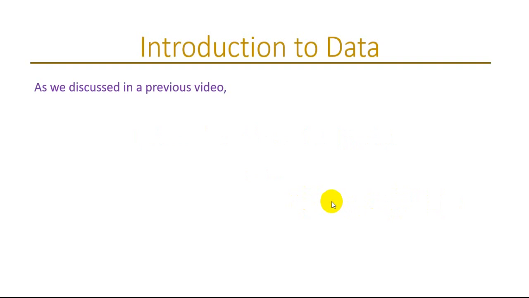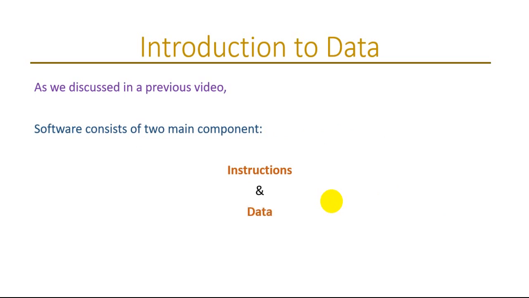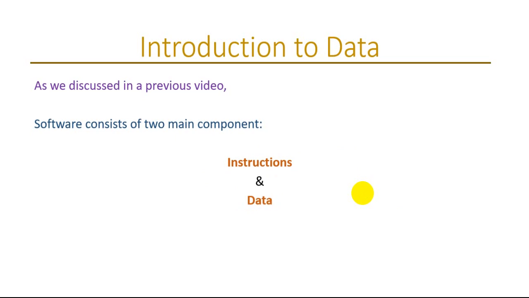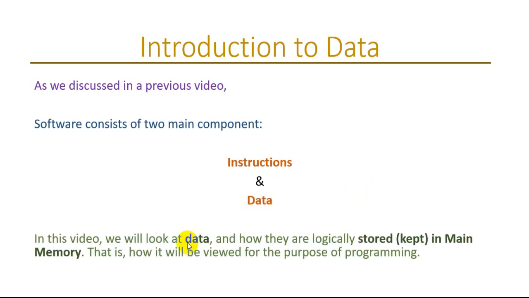First, as we discussed in a previous video, software consists of two main components: instructions and data. Instructions and data make up the software. In this video, we will look at data and how it is logically stored and kept in the memory. That is how it will be viewed for the purpose of programming.